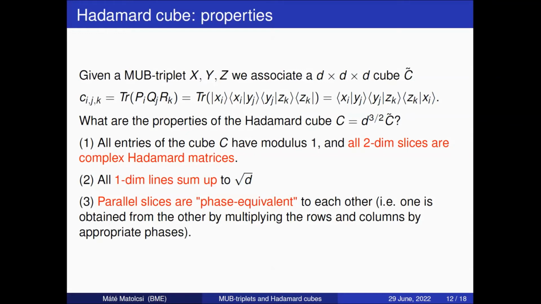First property is that all entries of the cube have modulus 1, I just said it, and all two-dimensional slices are complex Hadamard matrices. I just list up the properties, and we will have some nice pictures generated by Mishi, which I'll show you. All one-dimensional lines sum up to root D, and parallel slices are phase equivalent to each other, meaning that one is obtained from the other by multiplying the rows and columns by appropriate phases.